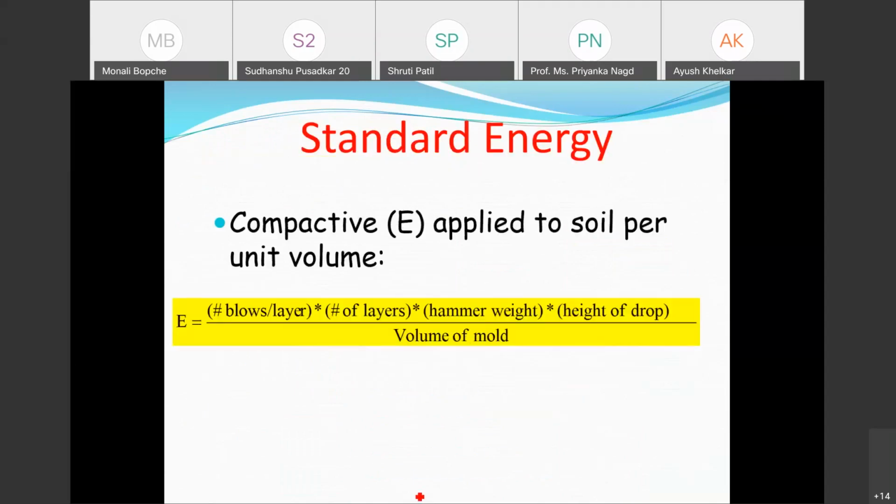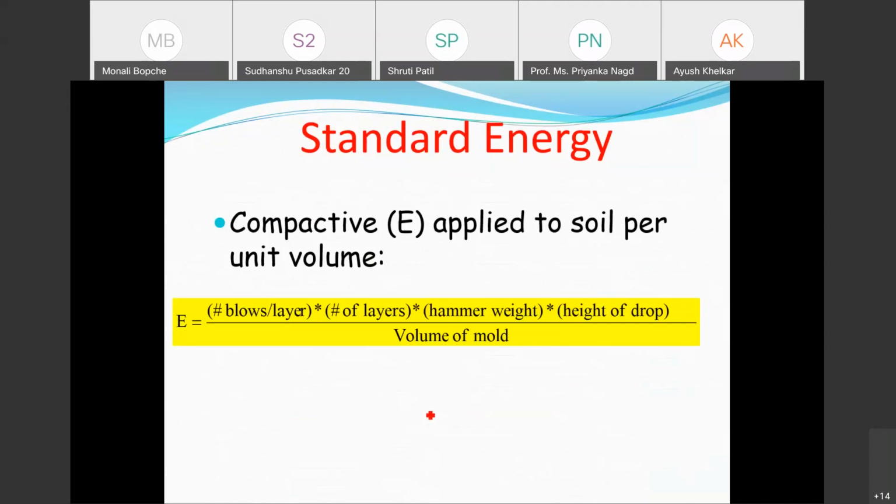Now, as I said, we are compacting the soil in 3 layers. Each layer is compacted with 25 blows under the 2.6 kg hammer falling at 310 mm. So definitely it means a certain compaction energy is used. What is the compacting energy used for this compaction can be calculated by a simple equation: how many blows are there per layer? We say 25 blows per layer. What is your hammer height? That is 31 centimeter.